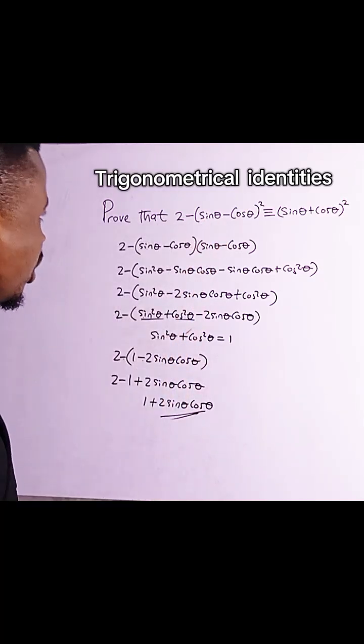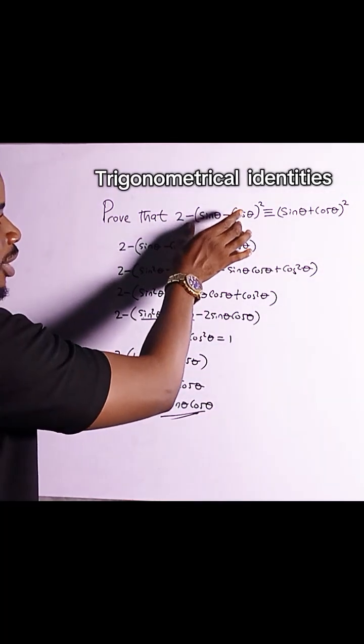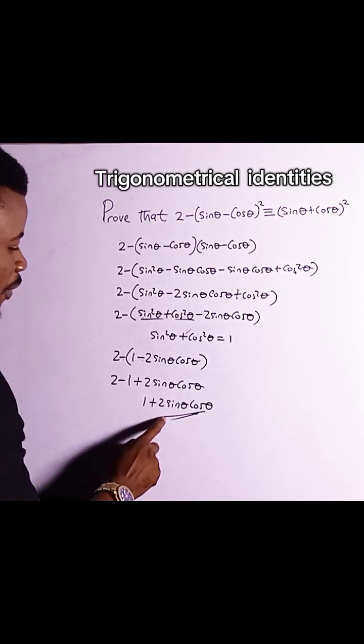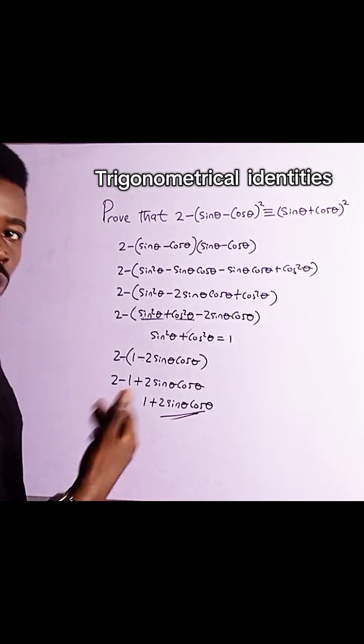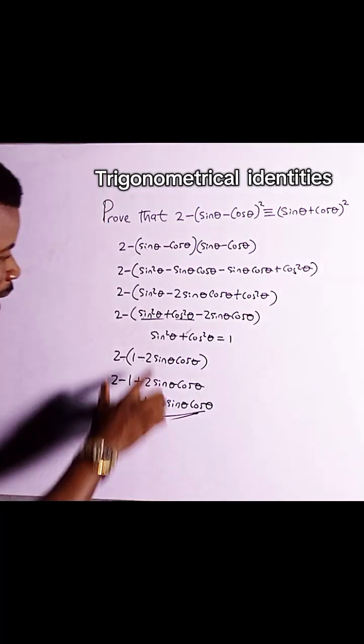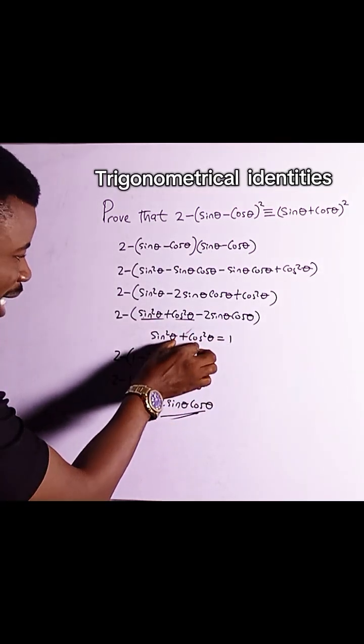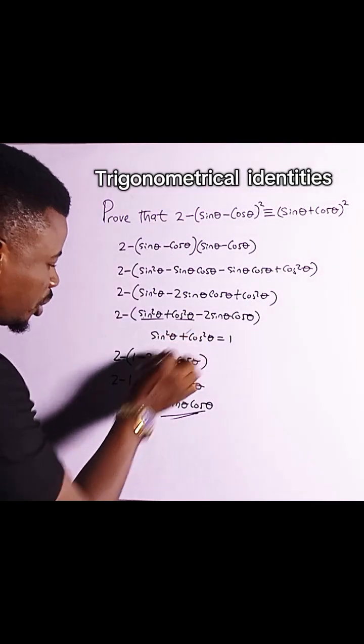But we are told that we should prove that this expression is identical to this. But this is our answer. So how can we convert this to this? It means we can go further. Now remember that sine square theta plus cos square theta is equal to 1. So let's bring back this equation and substitute it for 1.